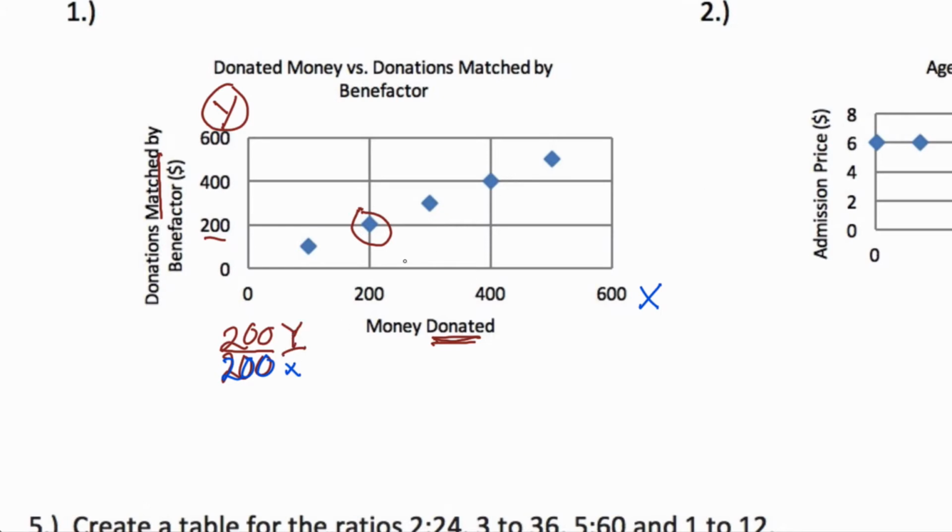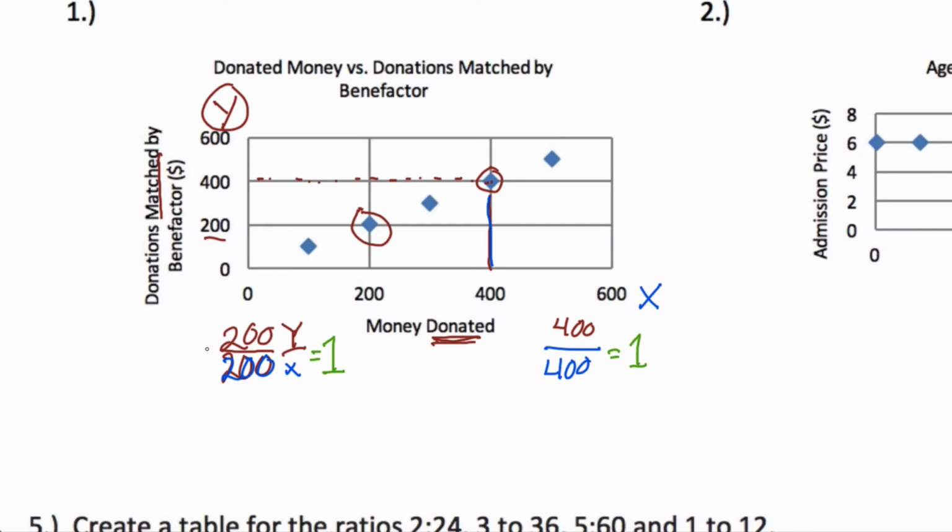Boom. And I'll just pick out some other one. I'm going to pick an easy one. This one's right on the line. So let's make that our X value. We'll say if somebody donates $400, they will be matched by $400. That ratio right there represents 400 on the Y and 400 on the X. So hopefully we can see that both of these equal 1. Both of these equal 1. So this is a rate of 1.